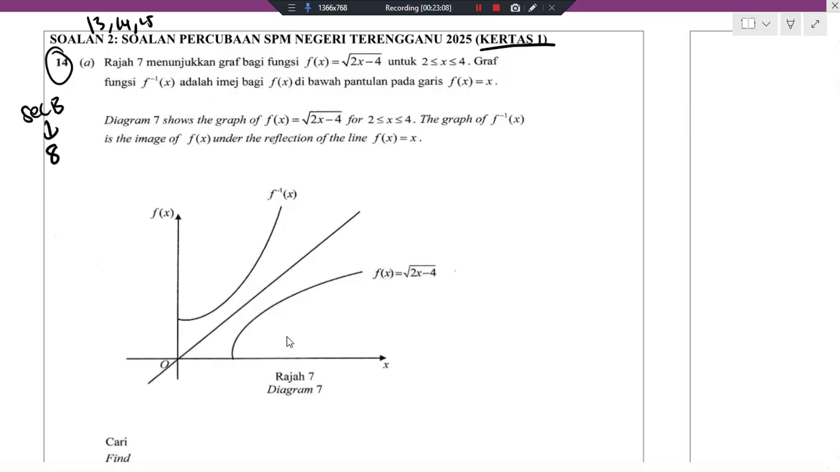Try to use every information they give you. The graph of f inverse is the image of fx under the reflection line fx equal to x. Maksudnya itu memang inverse, betul lah. Okay. What is the function f inverse x? Yang tu paling senang. Dia suruh cari apa? Inverse saja kan? So, again, let fx equals to y and your x equals to f inverse y.